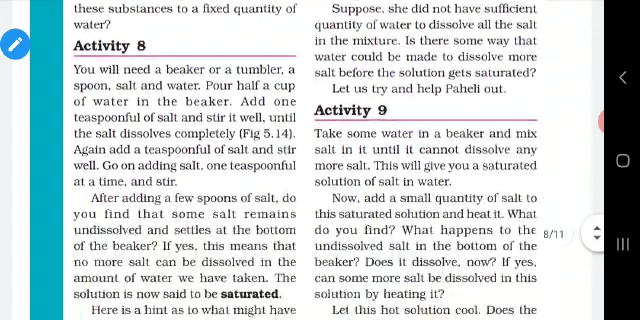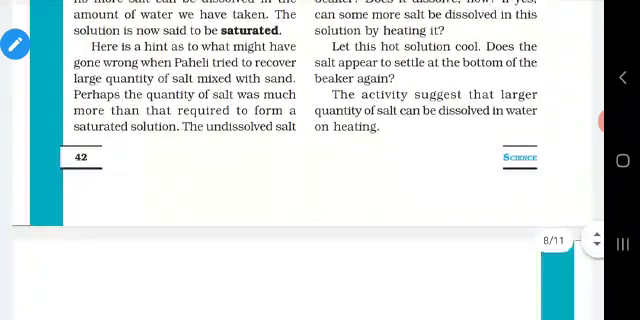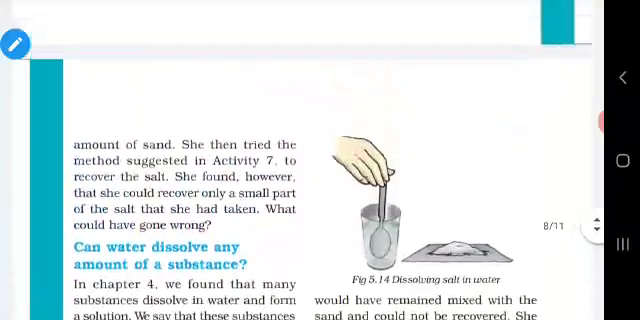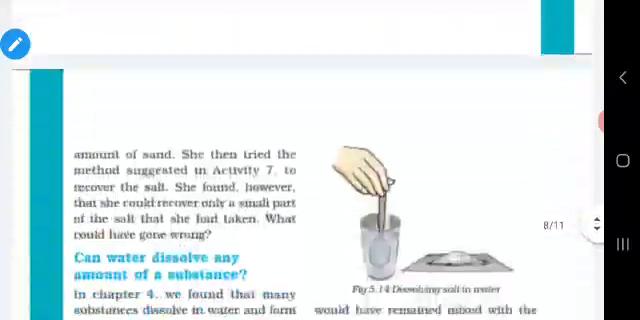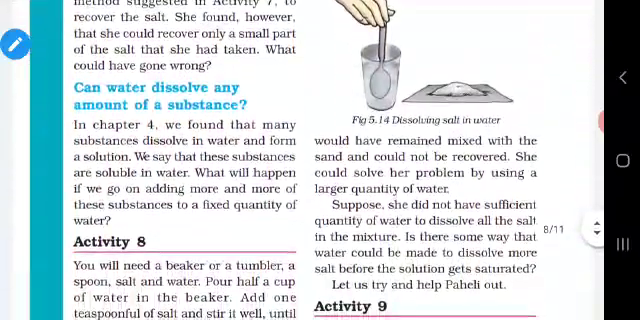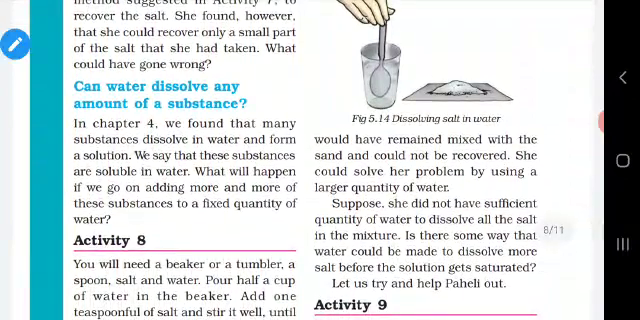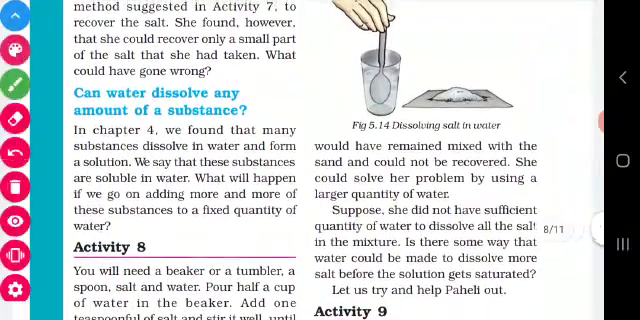Okay, all of you take your book. Take the book, page number 42. Okay, come to the topic. Can water dissolve any amount of a substance? Okay, we are going to see that topic.